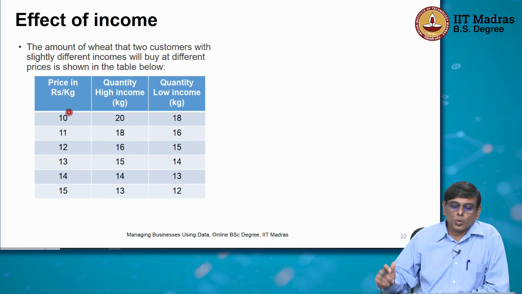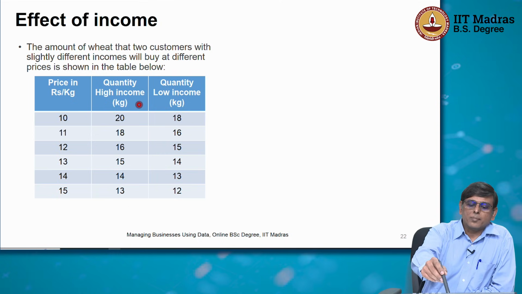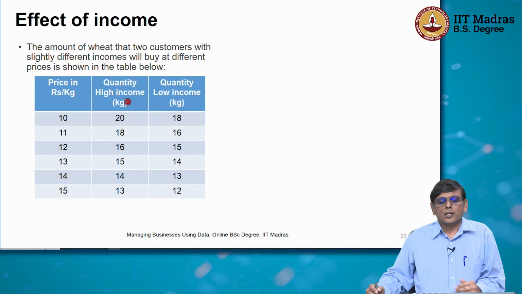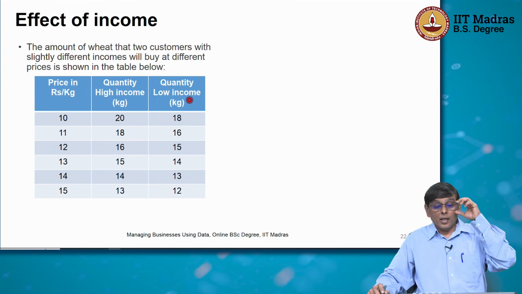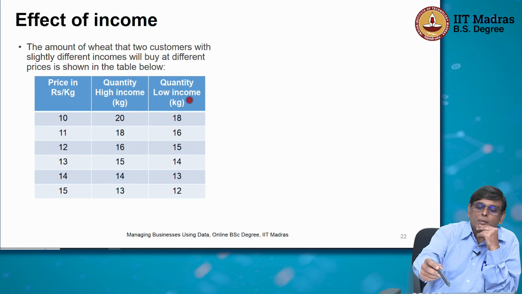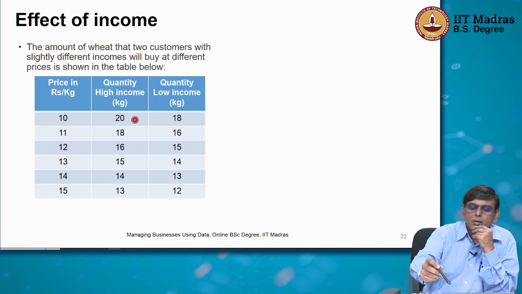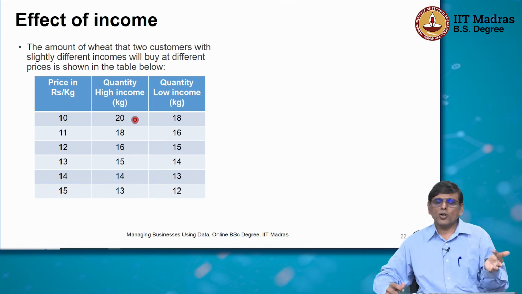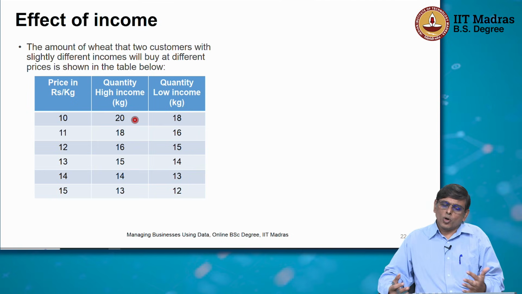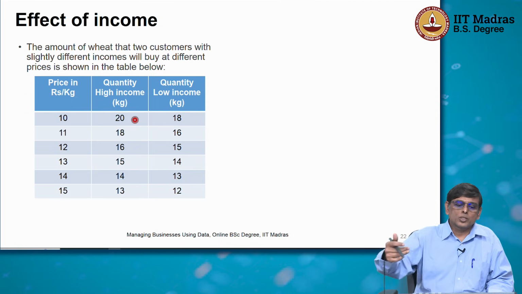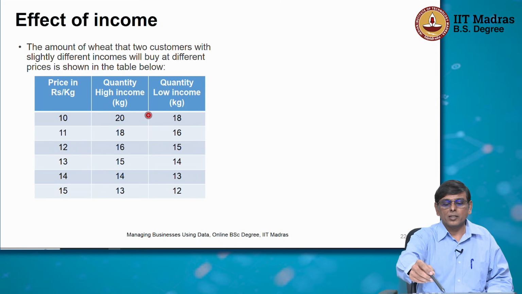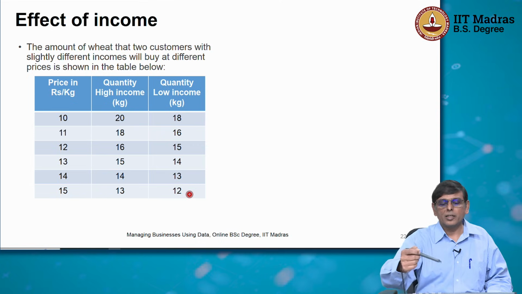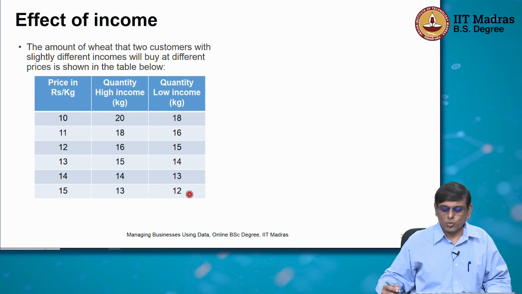Okay. Last thing I want to discuss in this segment is the effect of income. Now assume that there are two customers: one is a high income customer, let us say the person has a high salary, and another is a low income customer with a lower salary. Then the high income customer is willing to buy more as he has a higher budget, because he has more income to spend on wheat. So if you put the price in rupees per kilo, for the same price the high income customer may be buying more of the item than the low income customer. That's what I've shown here.